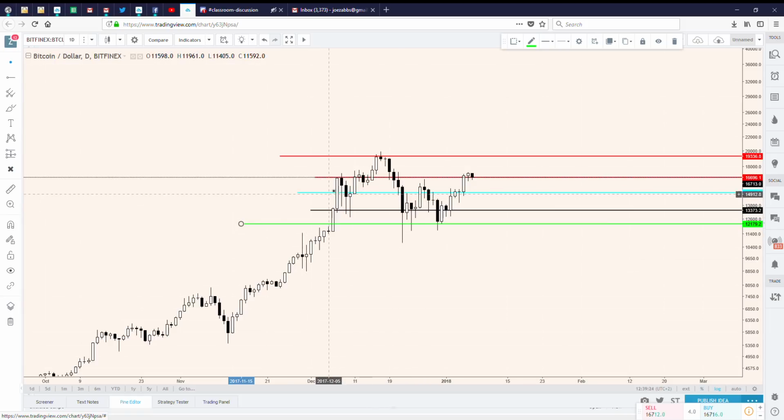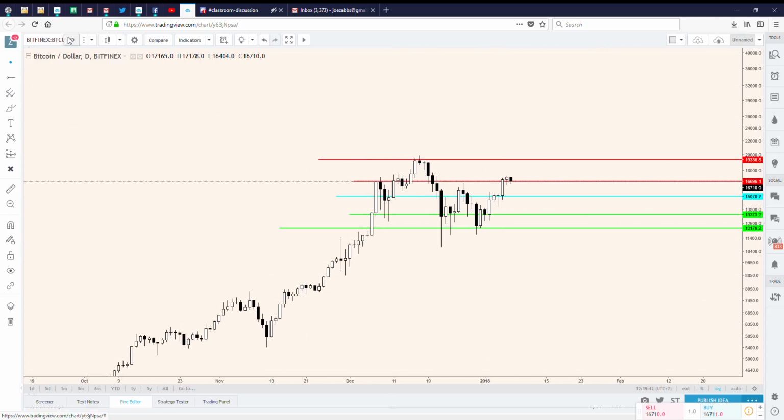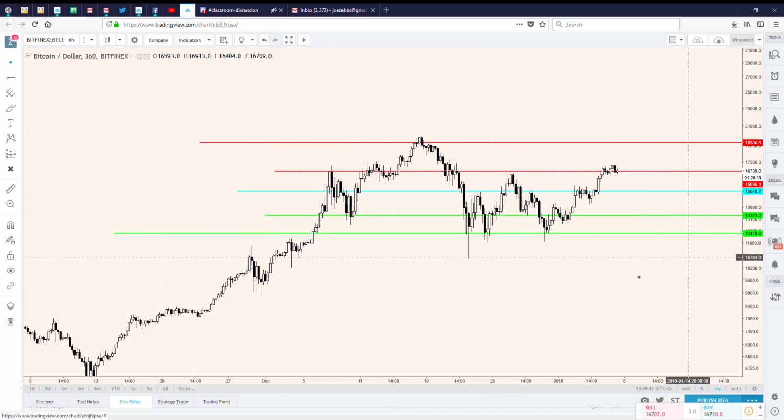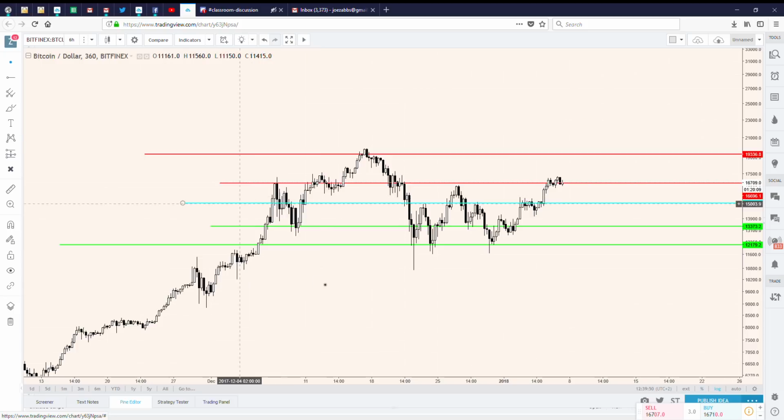And then this one as well. Even though the price has come down and printed long wicks, I'm going to mark this one as serious support as well. And you'll probably see, on a 4-hour or a 2-hour, just how much support this one is. So from here, I then move into a 6-hour chart, and the 6-hour chart obviously confirms quite a lot of what I was discussing earlier.